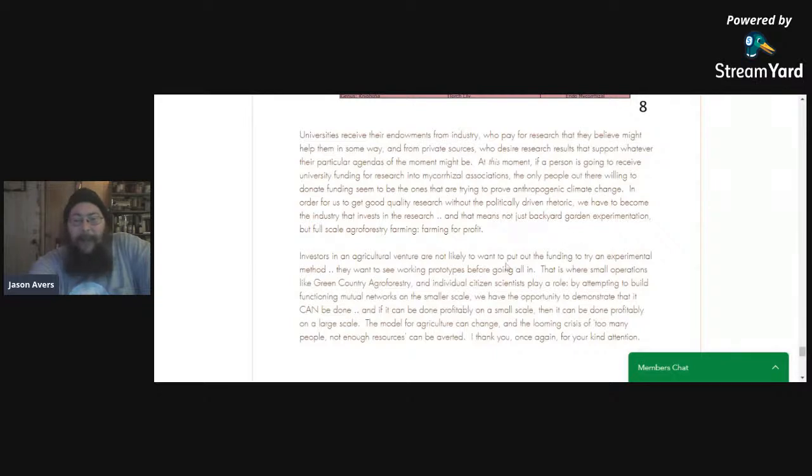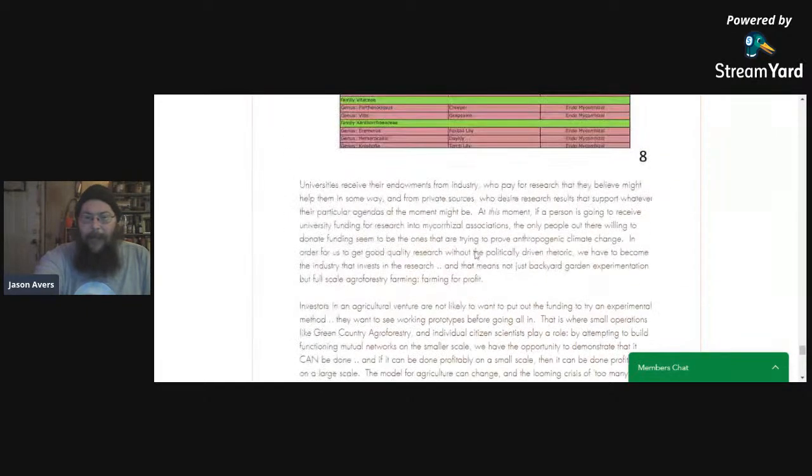So individual citizen scientists play a role. By attempting to build functioning mutual networks on a smaller scale, we have the opportunity to demonstrate that it can be done. If it can be done profitably on a small scale, then it can be done profitably on the large scale. And the model for agriculture as a whole can change. That looming crisis that we're worried about, too many people, not enough resources, can be averted. And that is the bulk of the presentation.